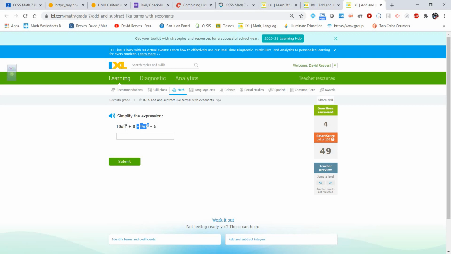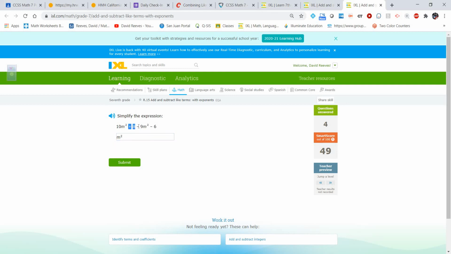Because it's not 10m plus 9m squared. This plus goes with the 8. So the operation goes with the term that comes after it, all right? When there are no parentheses, that's how it's going to work. So I'm doing 10m squared minus 9m squared. And 10m squared minus 9m squared is going to be 1m squared. But I'm not going to put that 1 because we don't write 1 as a coefficient.